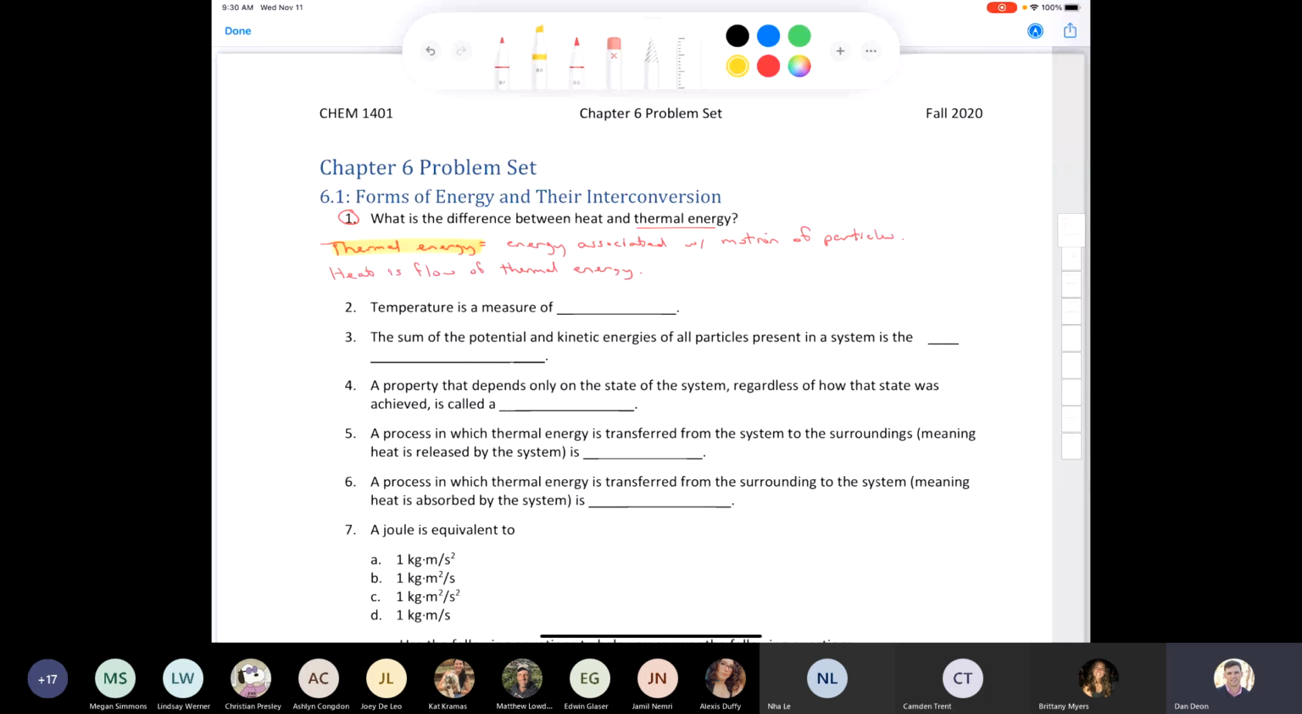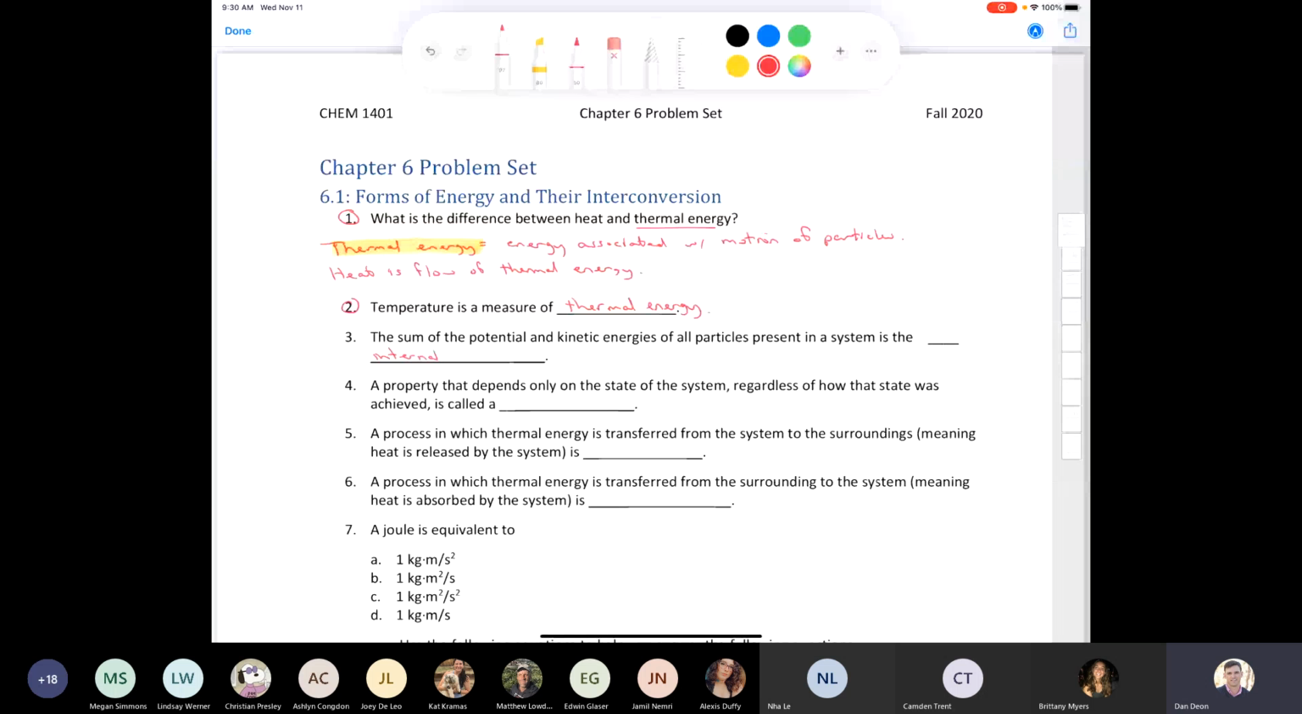Anyhow, the next one is just a few fill in the blanks. Temperature is just a measure of thermal energy. So the way that we measure thermal energy is using a temperature scale. Next, the sum of the potential and kinetic energies of all particles present in a system, that's the internal energy of the system.